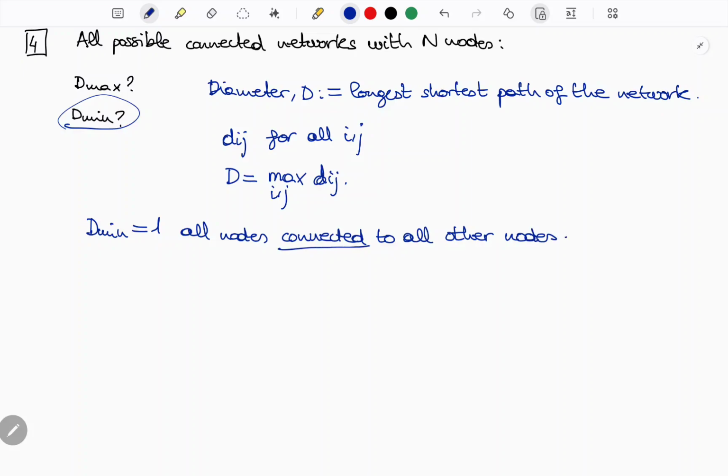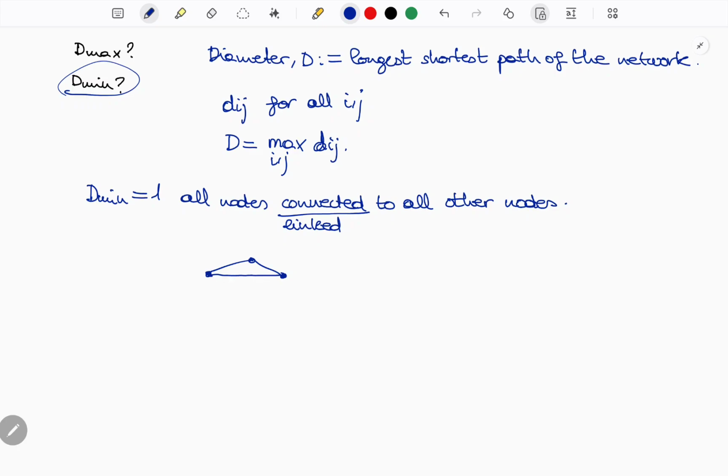And when I say connected, what I mean is that they are linked. Connected is when I can go from one node to another. These 3 nodes are connected because I can go from here to here, but in this case, this node is not connected to this other one. So in this case, all possible nodes are connected. So the minimum diameter is going to be when all the nodes are linked to all other nodes.